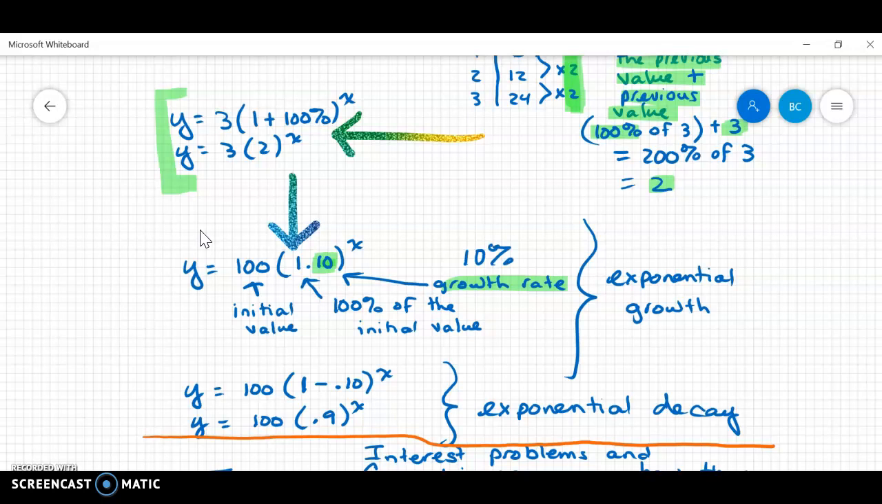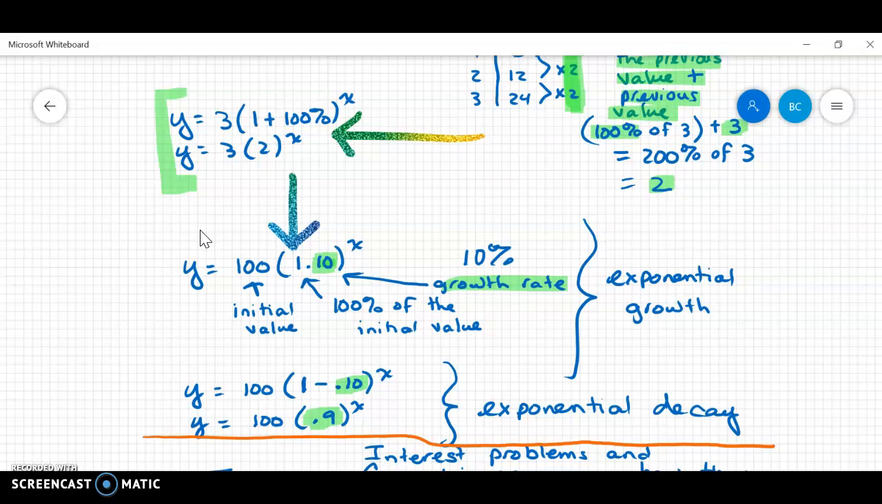Exponential decay is similar. So I'm starting with my initial value of 100, but when I'm decaying, it's getting smaller. So I'm decreasing, I'm subtracting 10% this time. And so I don't usually write it as 1 minus 0.10. I simplify that and write it as 0.9. So when I'm looking at an exponential function and I have a number here that is less than 1, I know that it's decay. It's getting smaller.